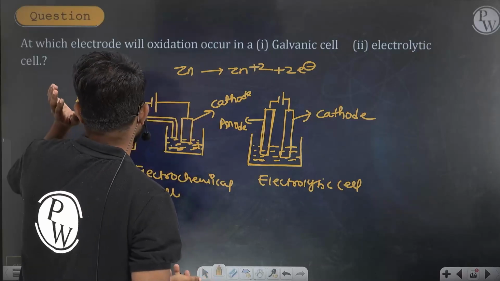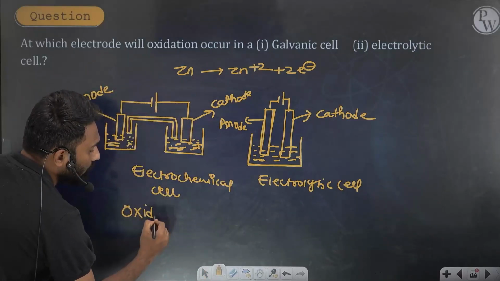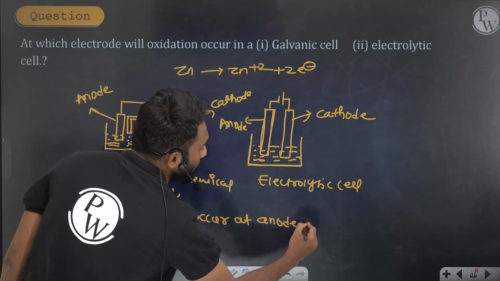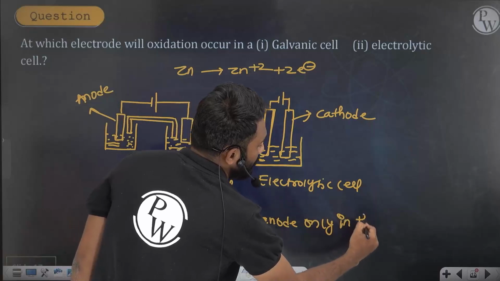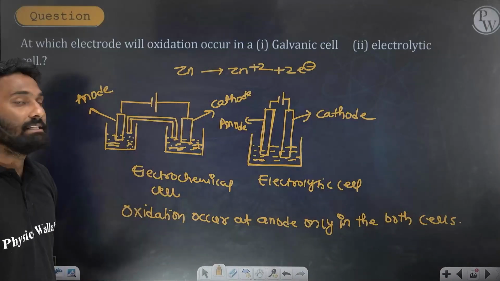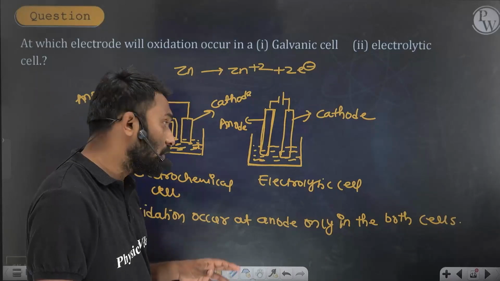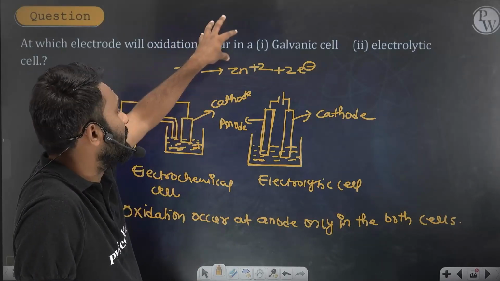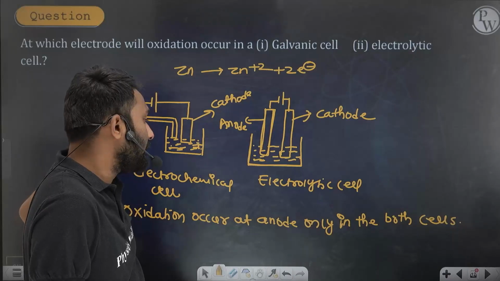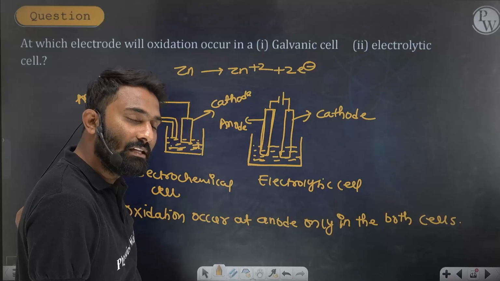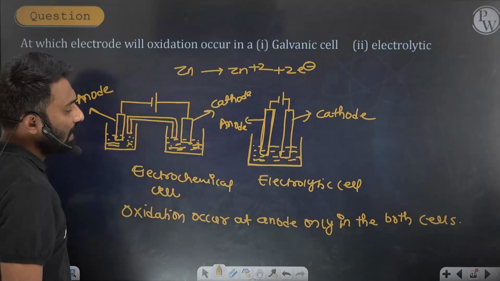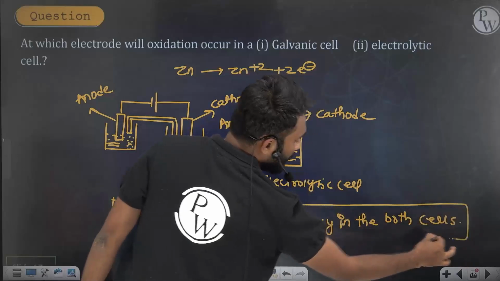Now in both the cases, oxidation occurs at the anode only, in both the cells, either the galvanic cell or the electrolytic cell. In both the cells, oxidation will occur at the anode only. Clear? Now as per this question, this is the data: oxidation occurs at the anode only for both the cells.